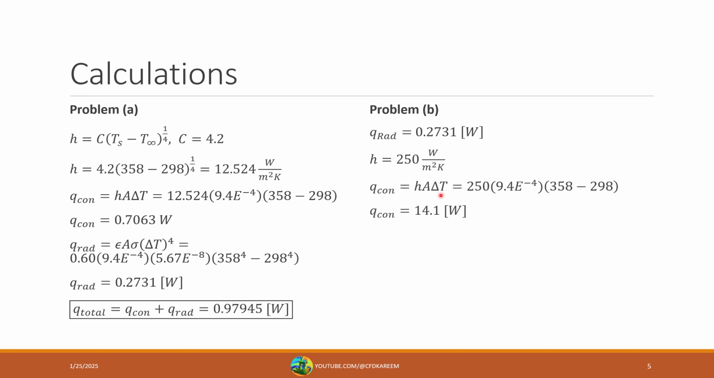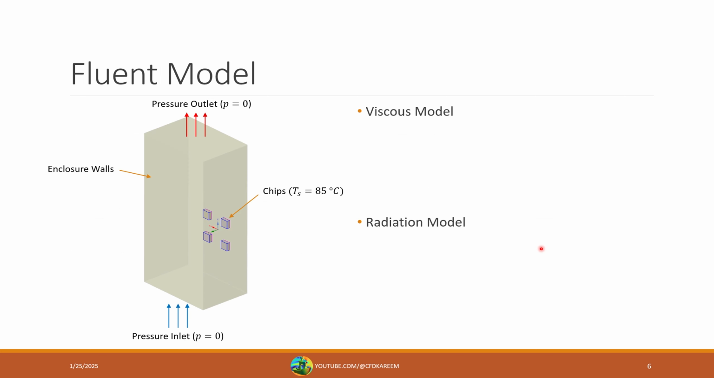And we can calculate our forced convection number, which is going to be much higher than the natural one at about 14.1 watts. Again, adding the forced convection plus the radiation, we should expect in this second test case that we get about 14.3731 watts of dissipation from all 4 chips. So now that we have the analytical equation solved, we can set up a CFD model and see how close of an agreement we can get between our hand calculations and our simulated model.